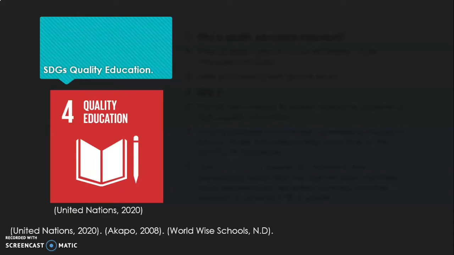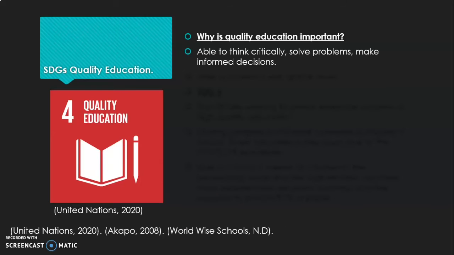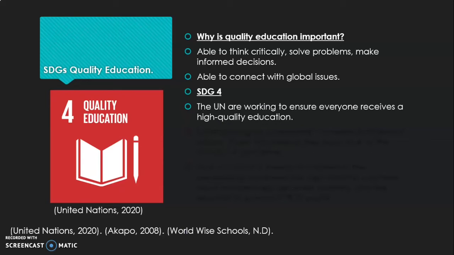So, quality education and Sustainable Development Goal 4. Worldwide schools state that the quality of education is important to ensure individuals have the abilities to think critically, solve problems, and be able to make informed decisions about themselves and for their communities. This is important for children and young adults to learn these skills as they learn to connect with other global issues such as trying to reduce poverty. The UN have been working towards achieving quality education for all. During the last 10 years, significant progress has been made when trying to increase the number of children in school and the quality of education they should be receiving.